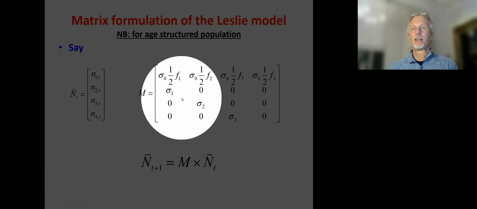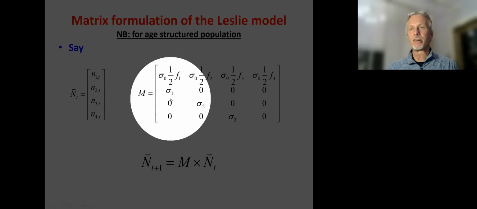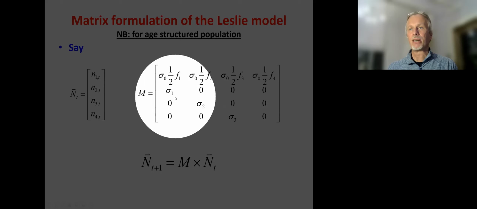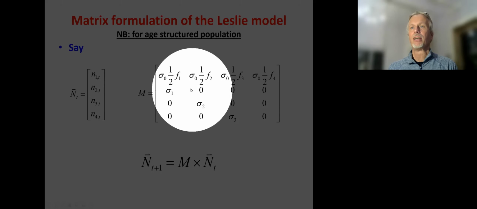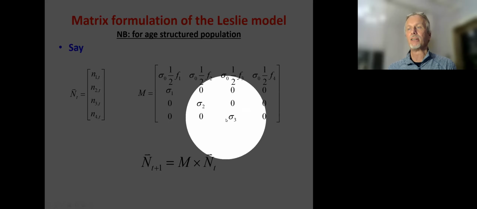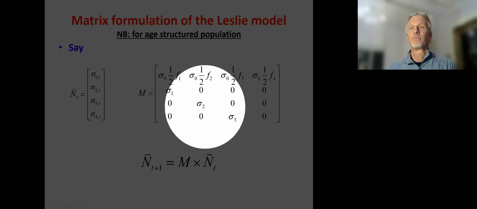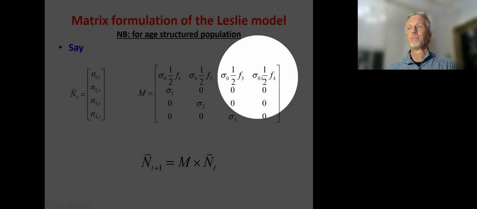And in addition, the elements of the subdiagonals are sigma 1, sigma 2, and sigma 3, which represent the survivals of individuals of age 1 until age 2, and sigma 2, the survival of individuals of age 2 up to age 3, and sigma 3 is the survival of individuals of age 3 up to age 4. The elements of the renewal equations are here.